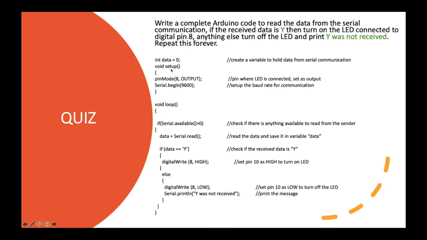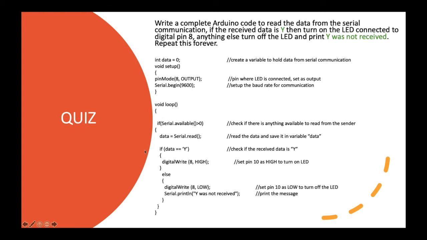Next, in a setup mode, you will do two tasks. First task is you will set digital pin 8 as an output pin because you have the LED connected to digital pin 8. Next, you will set up a serial communication, Serial.begin(9600). So this will set up a serial communication with a baud rate of 9600.